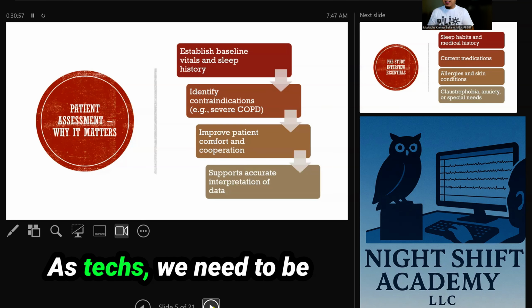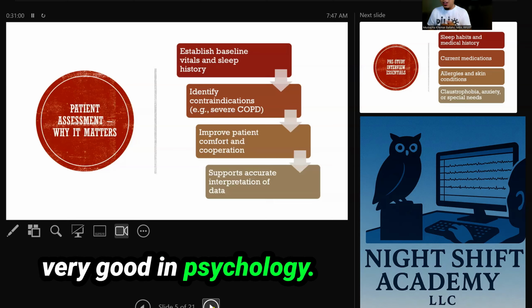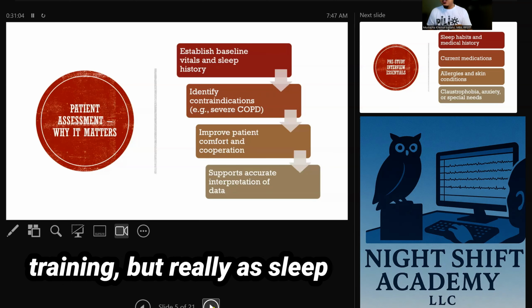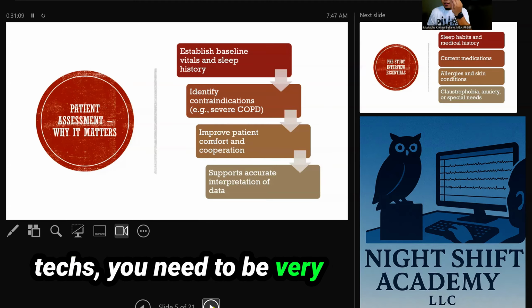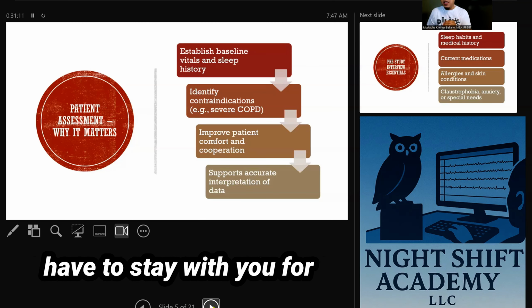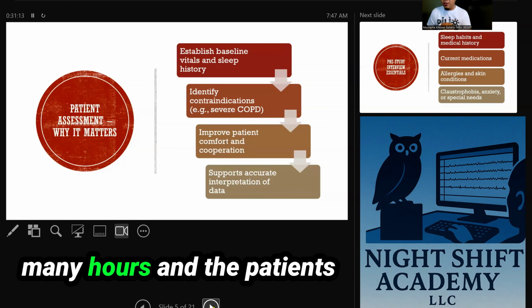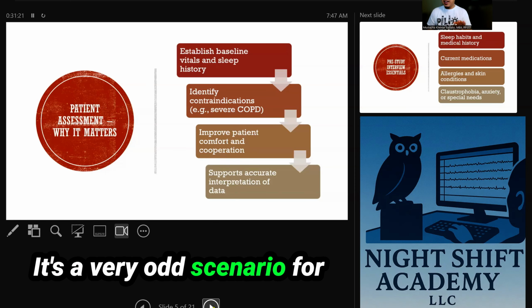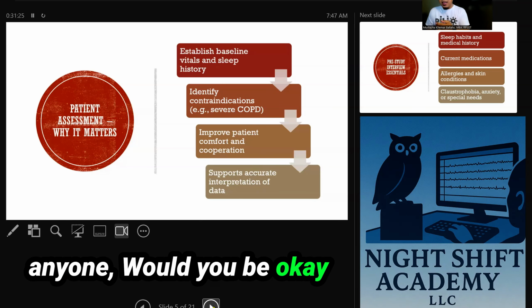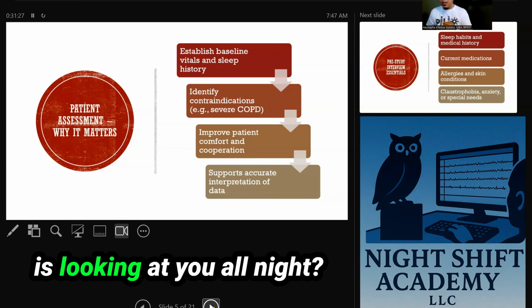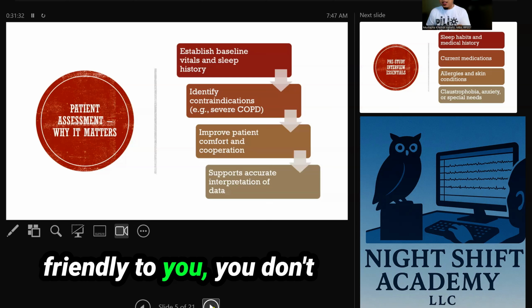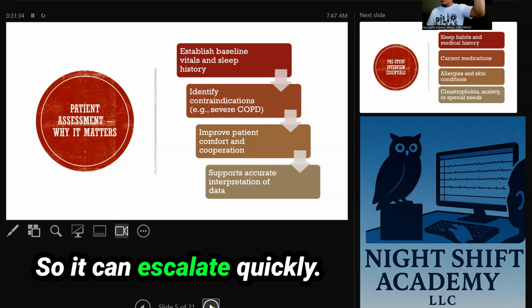As techs, we need to be very good in psychology. They don't tell us this in any of the curriculum or any training, but really as sleep techs, you need to be very aware because the patients have to stay with you for many hours and the patients know you're watching them. It's a very odd scenario for anyone. Would you be okay if you know that a person is looking at you all night? And if that person is not friendly to you, you don't know what's going to happen. So it can escalate quickly.